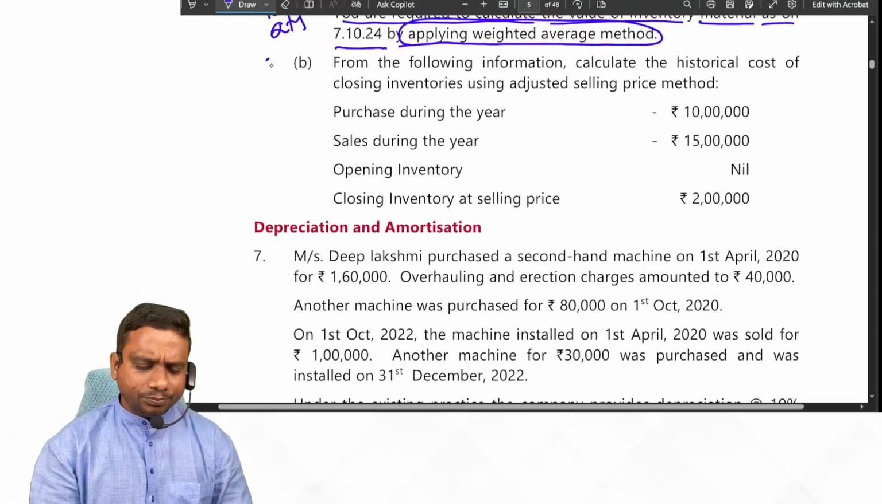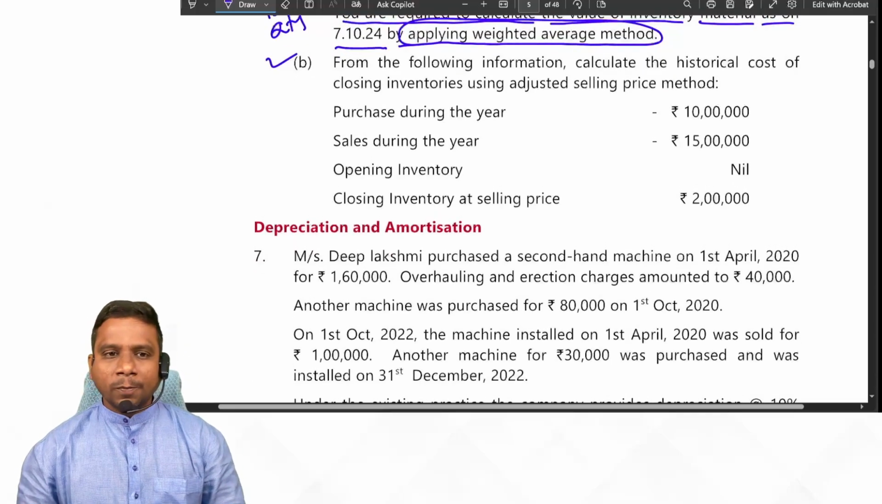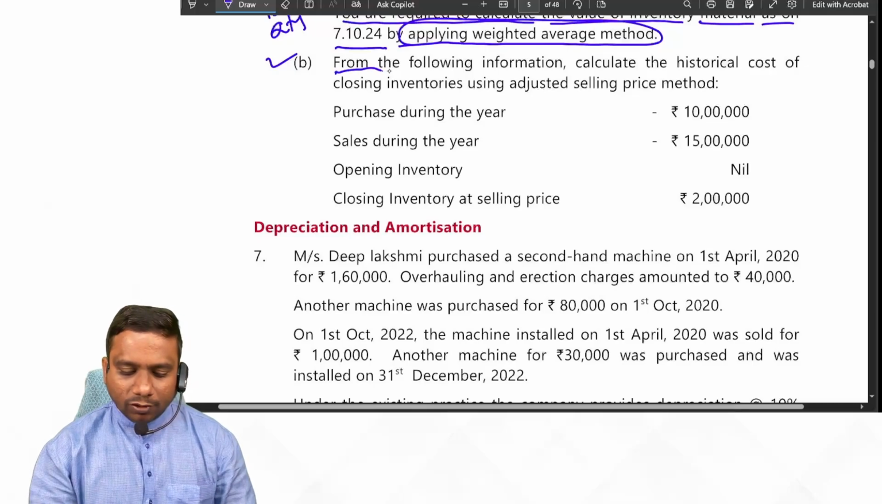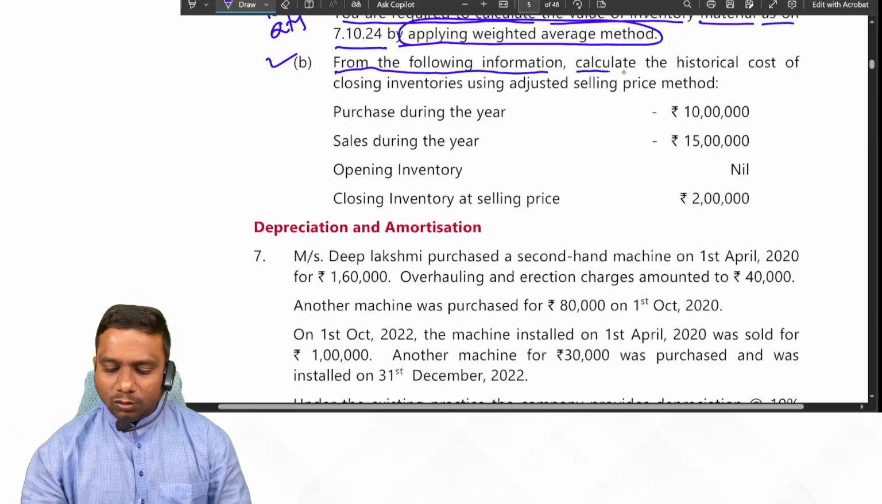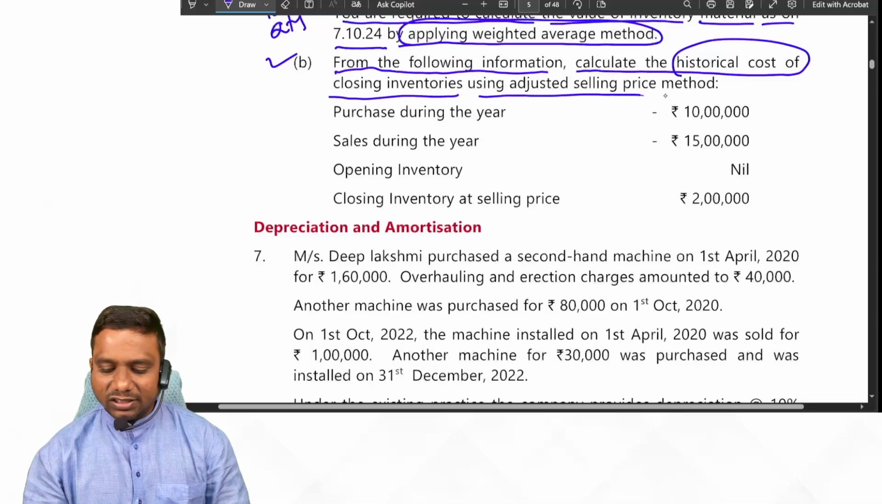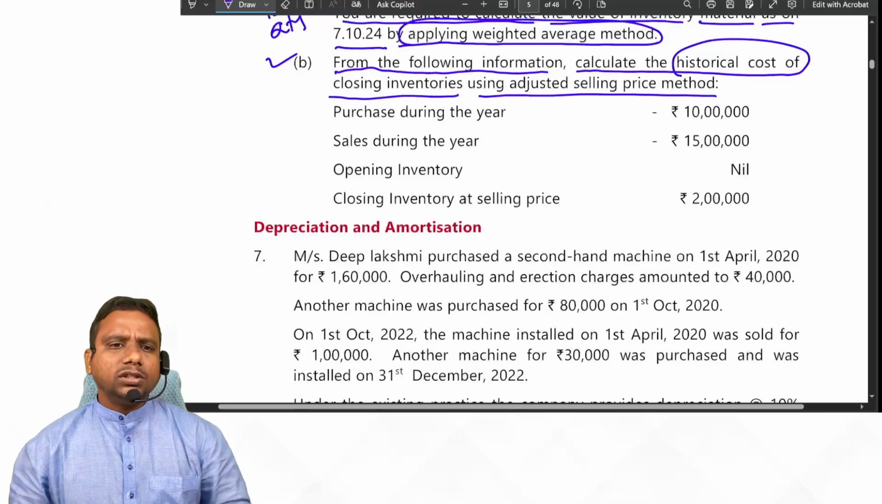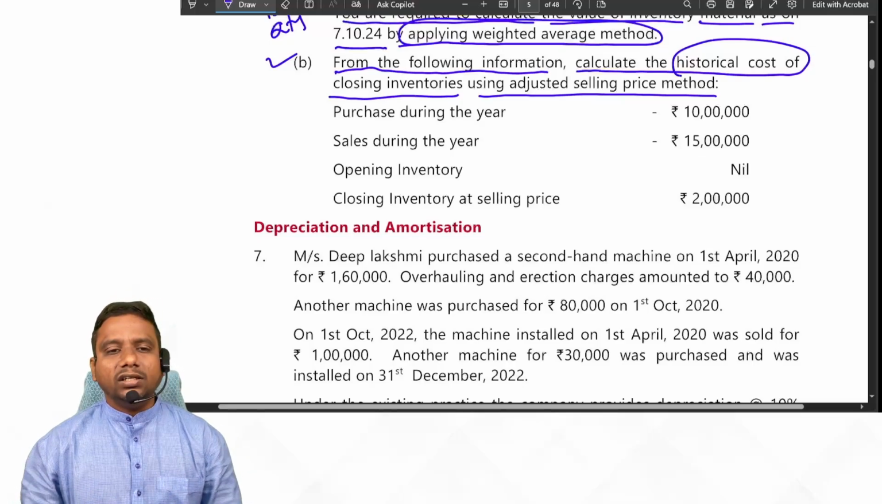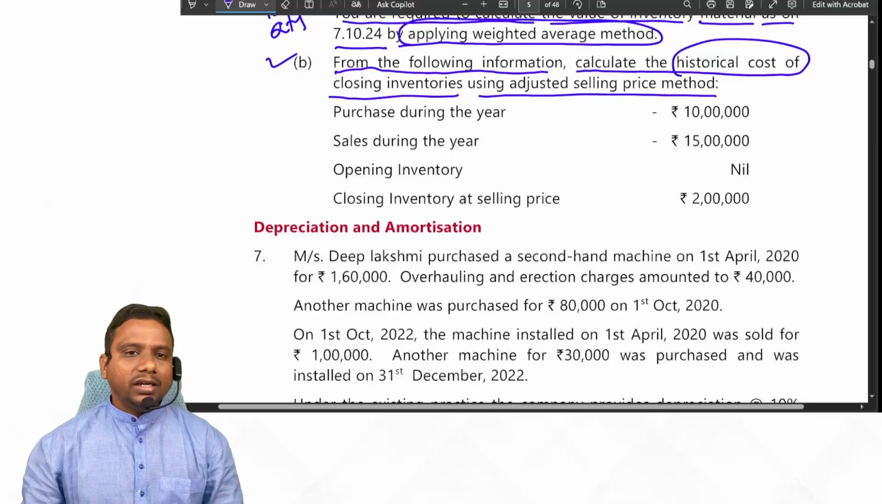Look at the B problem. This is the adjusted selling price, student. Normally, in the adjusted selling price problem, they give you this type of problem, or we have one other model of problem. Look at this first. From the following information, calculate the historical cost of closing inventories using the adjusted selling price method. Normally, in some businesses, at the end of the year, we value the closing inventory at selling price, because sometimes it becomes difficult to value the inventory at cost price.